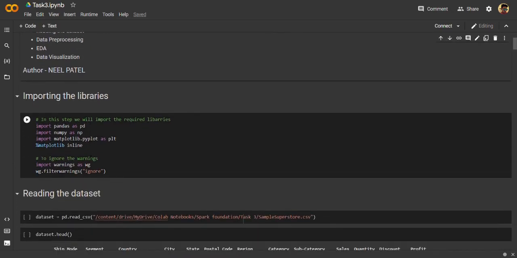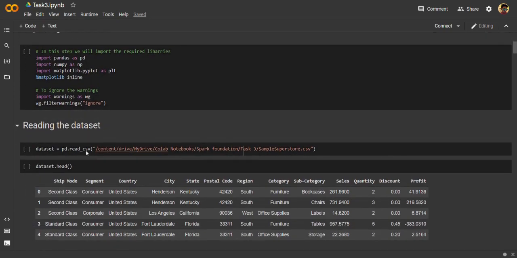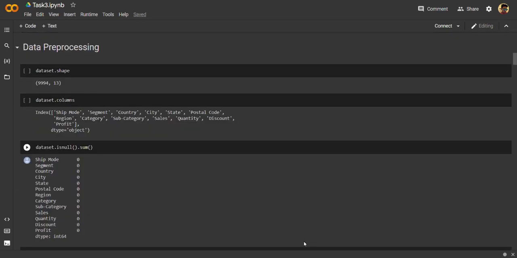So first I'm importing all the libraries, that is pandas, numpy, matplotlib, and I'm also ignoring the warnings. And now in the first step I'm just reading the dataset from the given URL, and I'm reading the first 5 rows just to check if the data is properly available or not. And I move to the next step, that is data pre-processing.